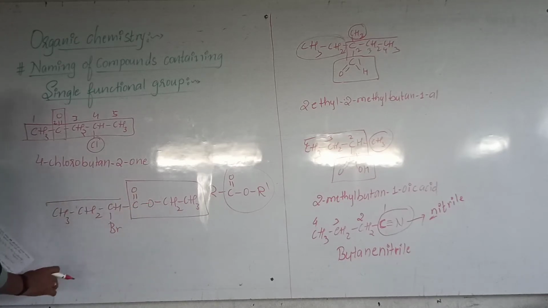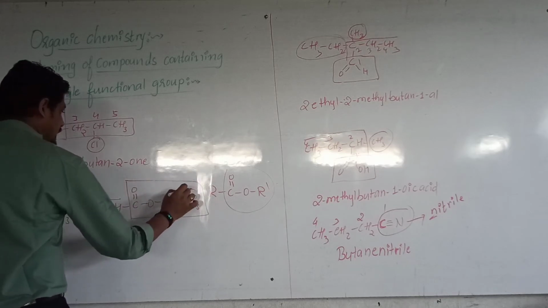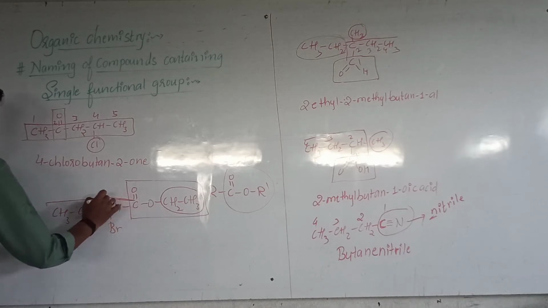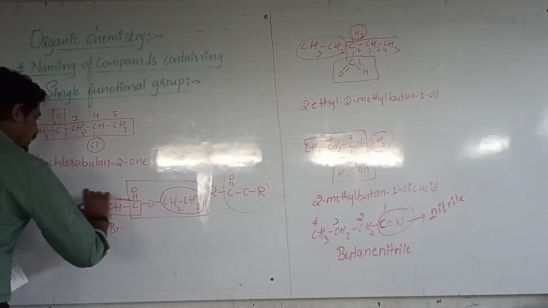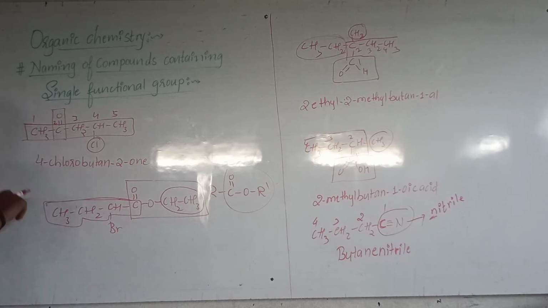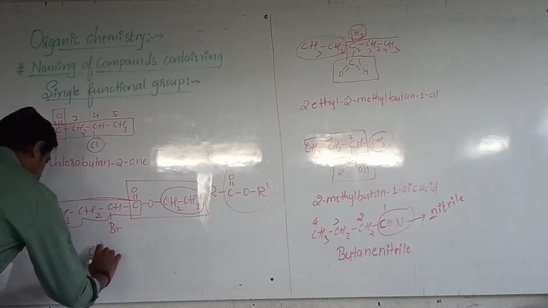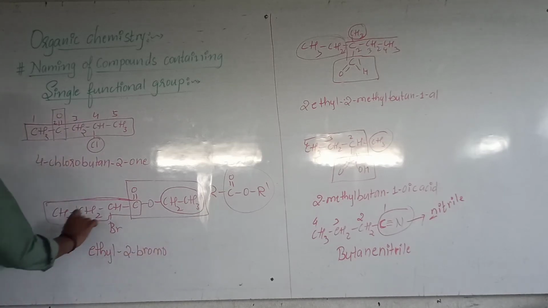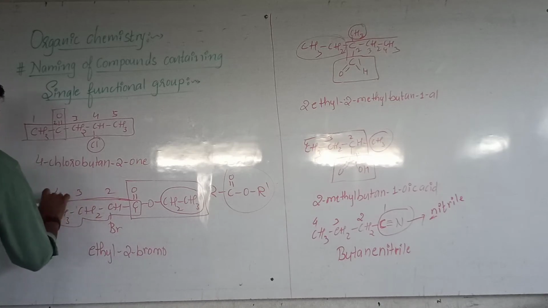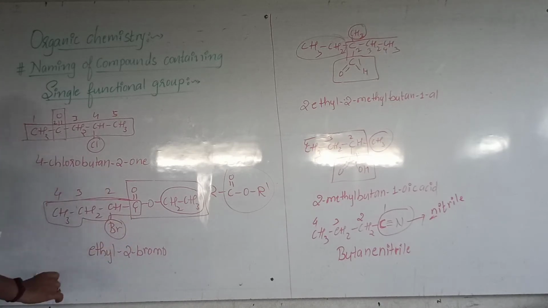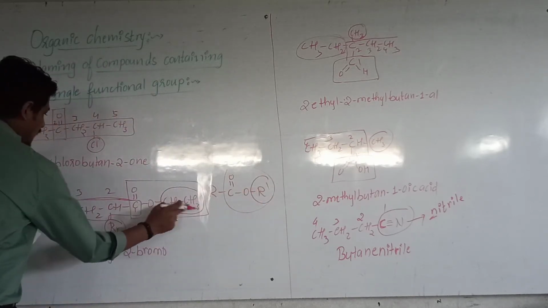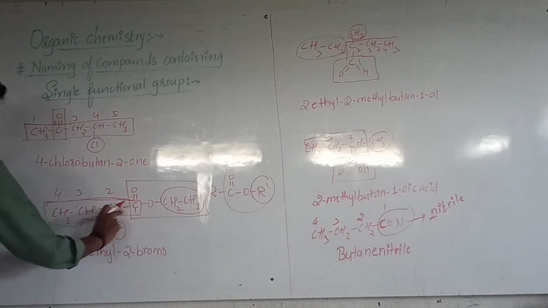Now, how many carbon atoms are there? This is another group; it will become ethoxy. This is your parental chain, till here your parental chain is there. So how do we name this? This is ethyl, 2-bromo. Ethyl 2-bromo, like 1 2 3 4. So at 2 there is a substituent, bromo. This part you have to name first. So ethyl 2-bromo, then the 4-carbon parental chain will come.